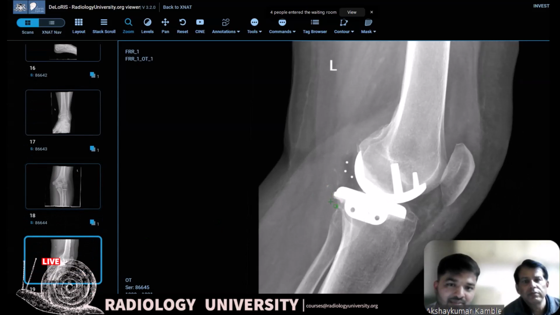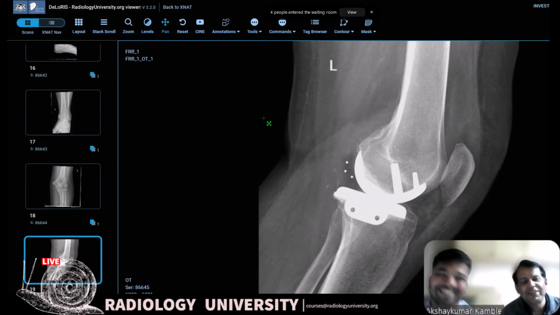Okay, so the next one. This was a really difficult one. I don't think any of you have got it. But this is an abnormal film. The reason being that we don't see normal knee replacements in our day-to-day practice, and we don't know what we are looking for. We look for fractures and lucencies and things like that.